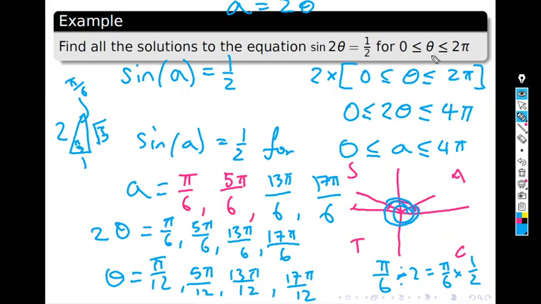One thing that is interesting that you might notice is that 17 pi on 12 is within this domain of 0 to 2 pi, whereas 17 pi on 6 is not. So your values for theta should fit within the original domain, even if when you're working it out using the expanded domain, some of them won't. So those are the 4 values that solve this equation. And let's leave it there.